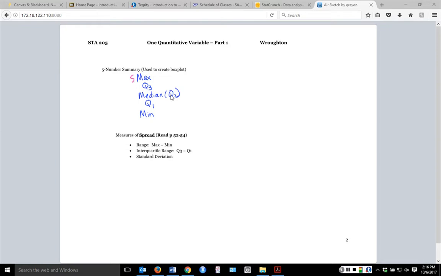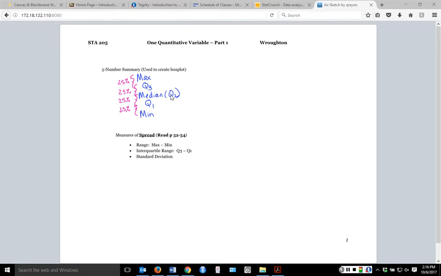So there's going to be 25% of the data between the max and Q3. There's going to be 25% of the data between the Q3 and the median. There's going to be 25% of the data between the median and Q1. And then there's going to be 25% of the data between the Q1 and the minimum. So it's just breaking your data up into 4 quarters with an equal number of observations between them.